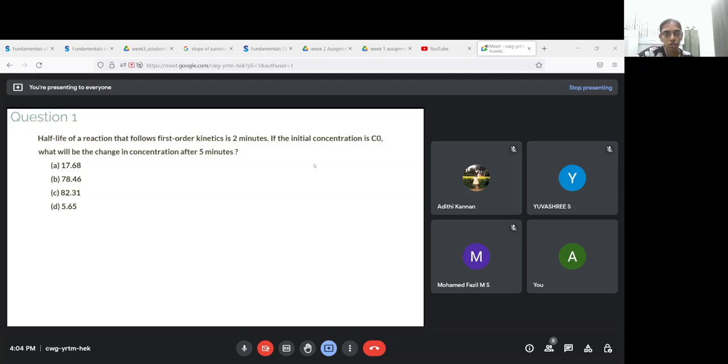Do you have any idea of how to solve this? How to go about solving this? I don't want the answer, just the procedure.